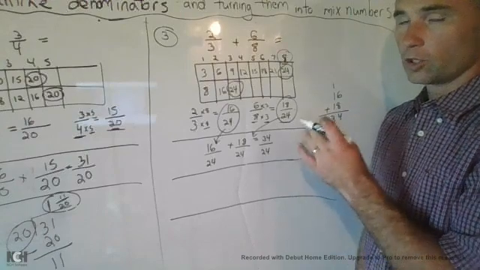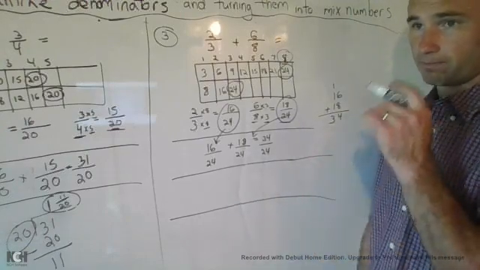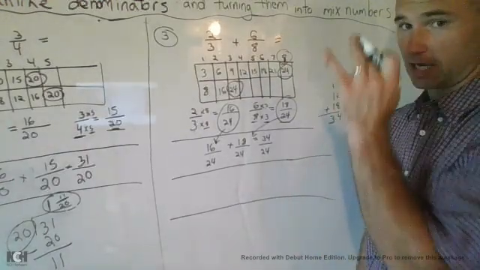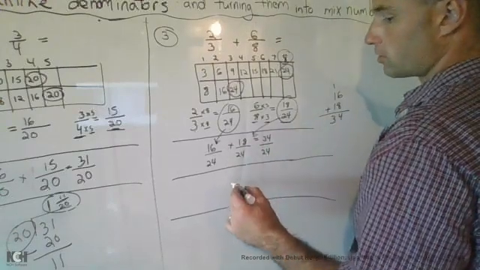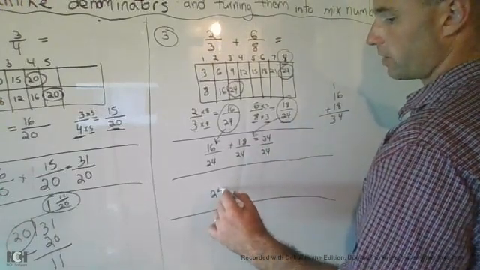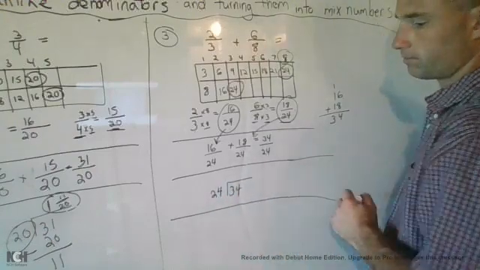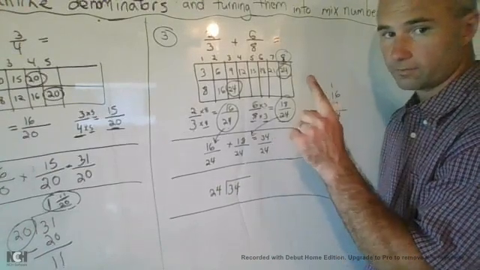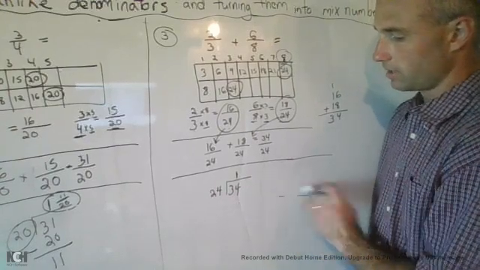34/24. Numerator is bigger than the denominator, which means my answer's got to be bigger than 1. 1 in a fraction, 2 in a fraction, 3 in a fraction, I don't know. But the answer's going to be bigger than 1. So I'm going to see how many 24s, how many denominators go into my numerator. How many denominators go into my numerator? 1.